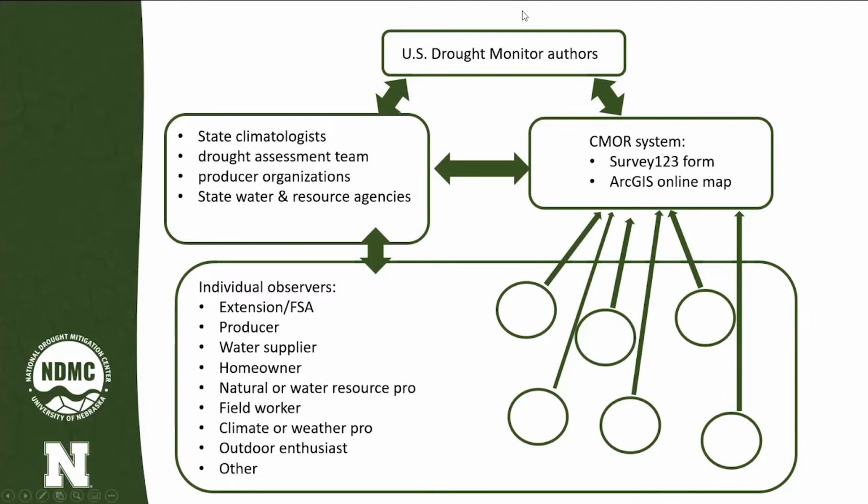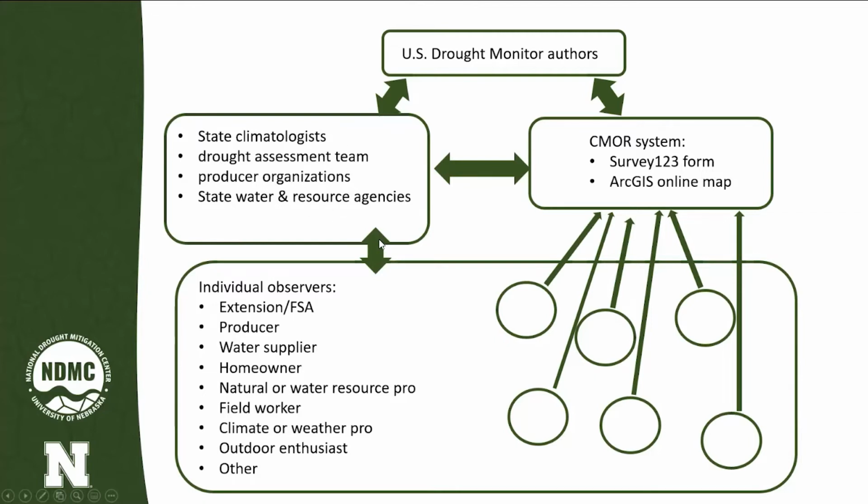But basically, we have Drought Monitor authors, rightly or wrongly, at the top of this pyramid. They are the national coordinating final word on things, working within each state. Then there's typically either a state climatologist or a drought assessment team, such as the Monitoring Technical Committee in Arizona. And there are state producer organizations, also state water and resource agencies that may be making drought relief decisions, and so using these reports for their own purposes.